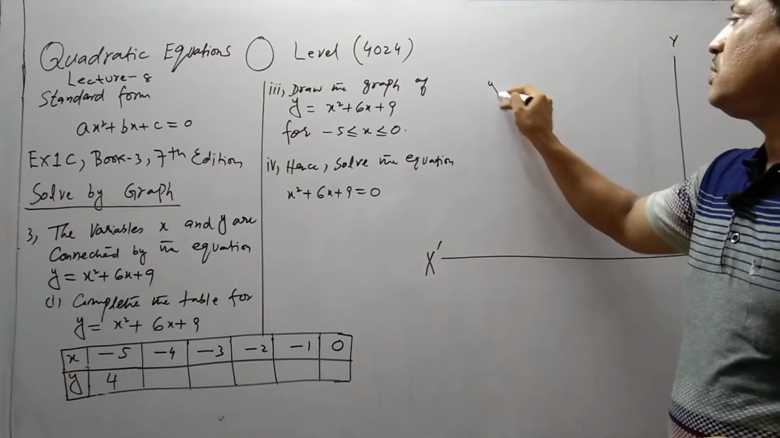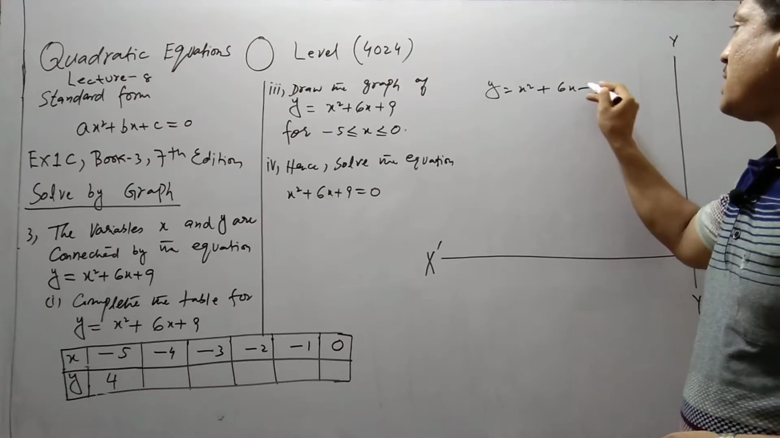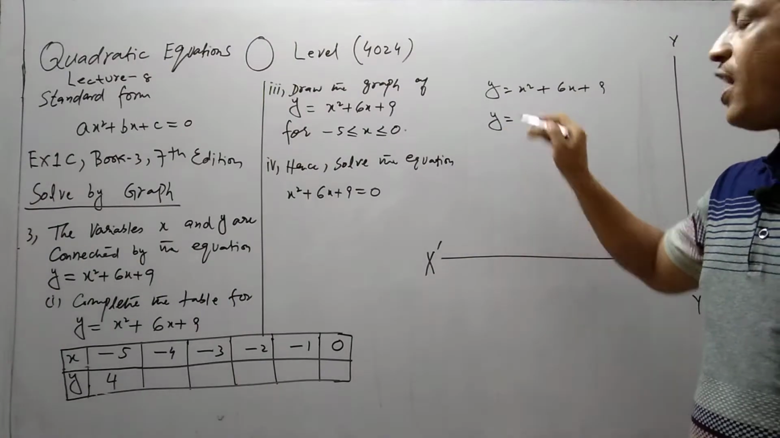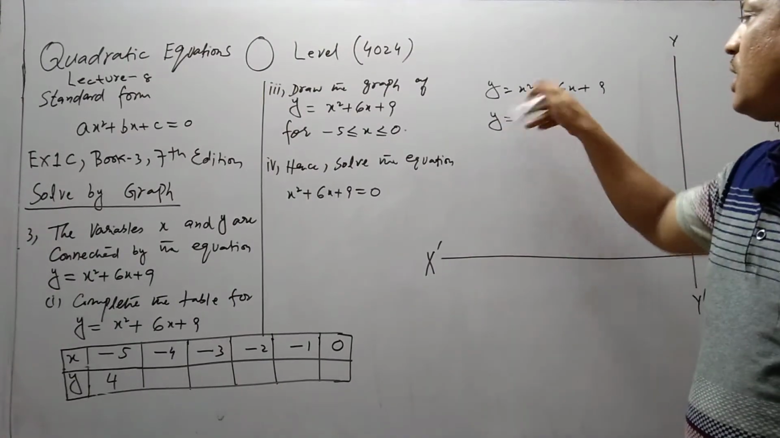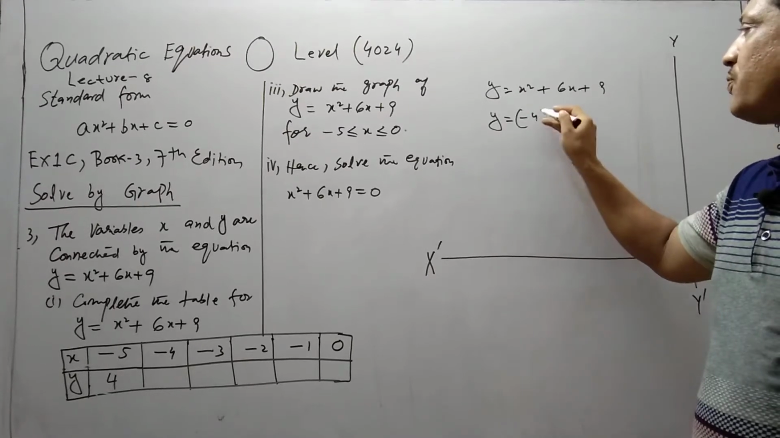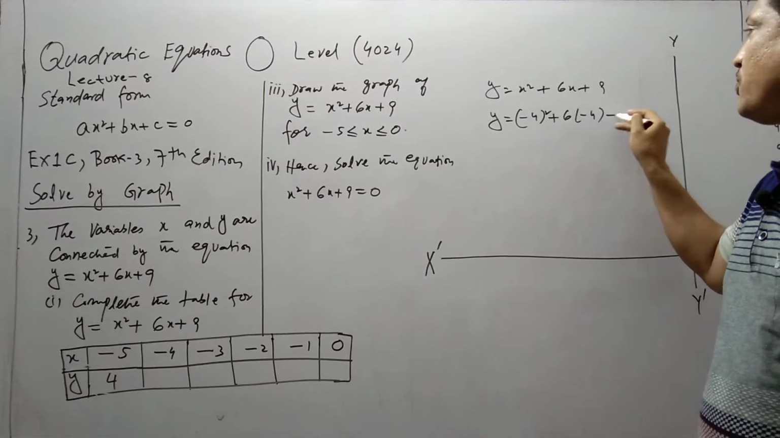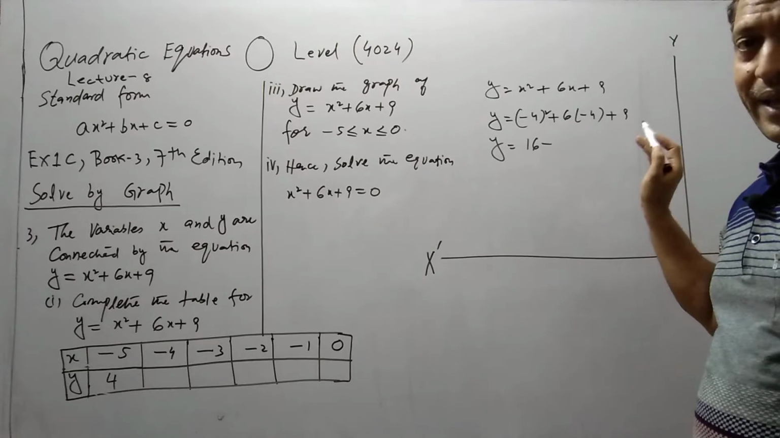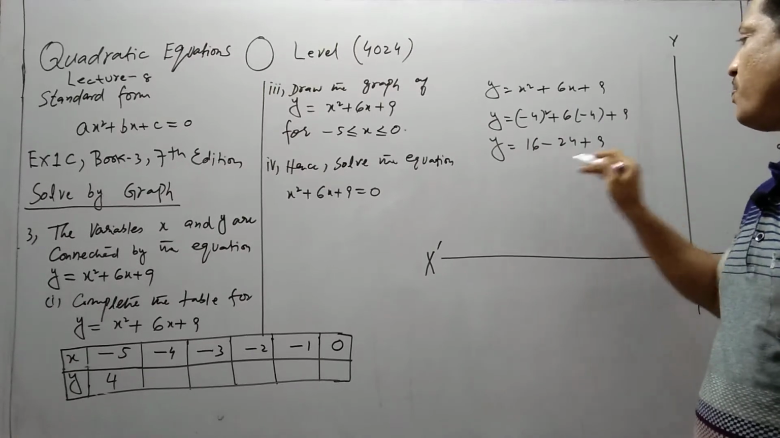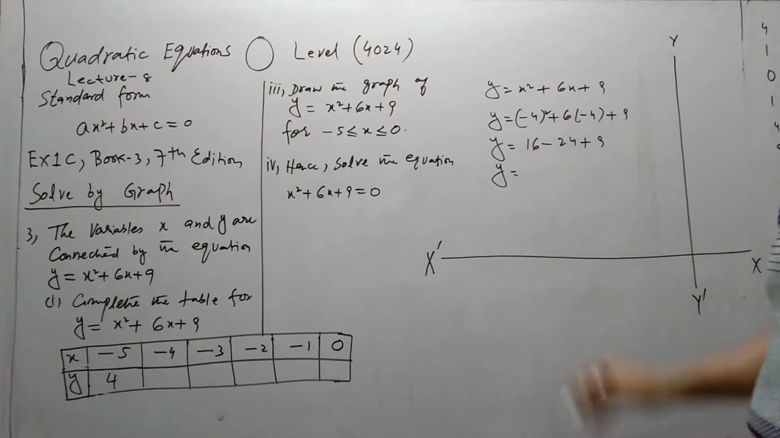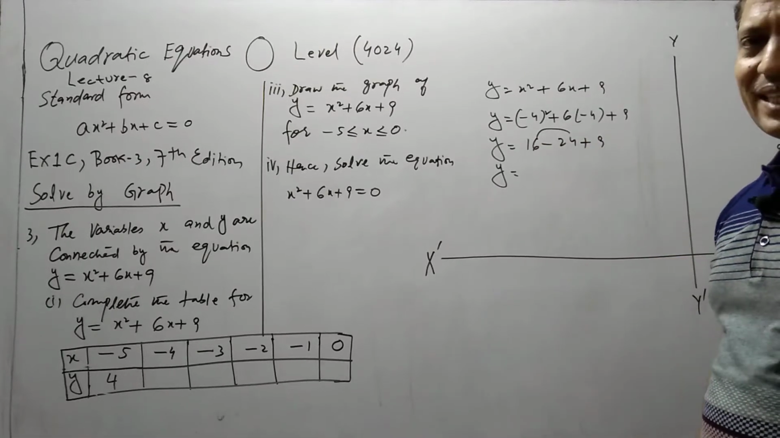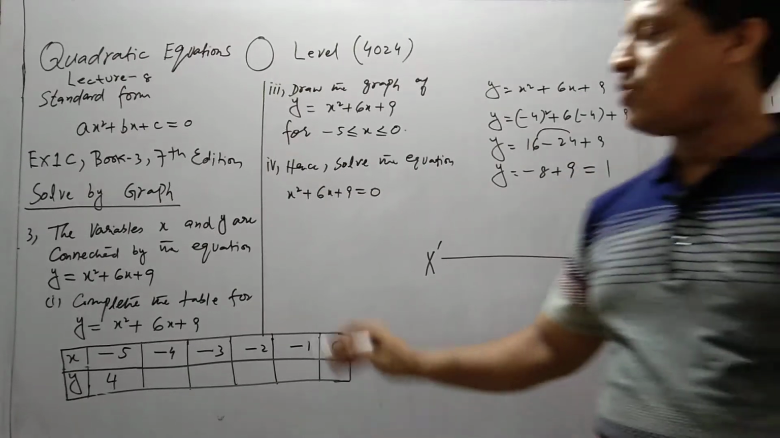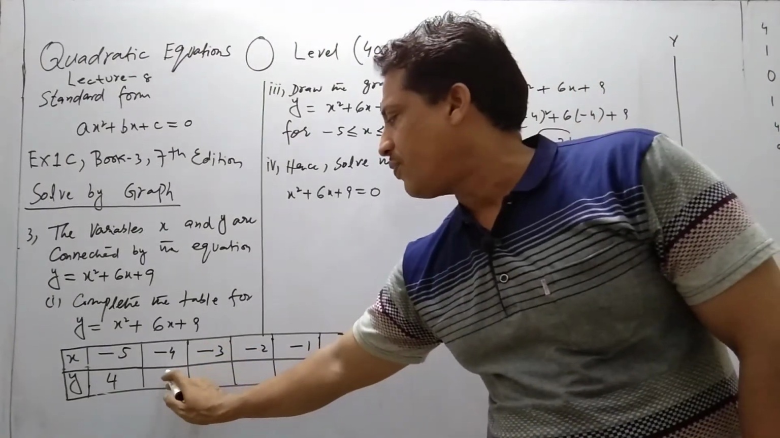The second is y = x² + 6x + 9. What is the second value of x? It is minus 4. Now we put minus 4 where we see x. (-4)² plus 6 into minus 4 plus 9. Minus 4 squared is plus 16, plus minus 6 fours are 24, plus 9. y = 24 minus 16 is minus 8... actually 16 minus 24 is minus 8, plus 9. 9 minus 8 is 1. So when the value of x is minus 4, the value of y is 1.